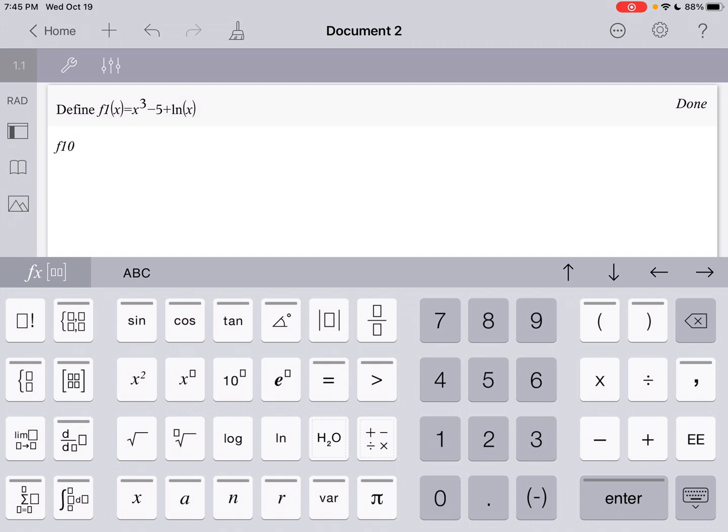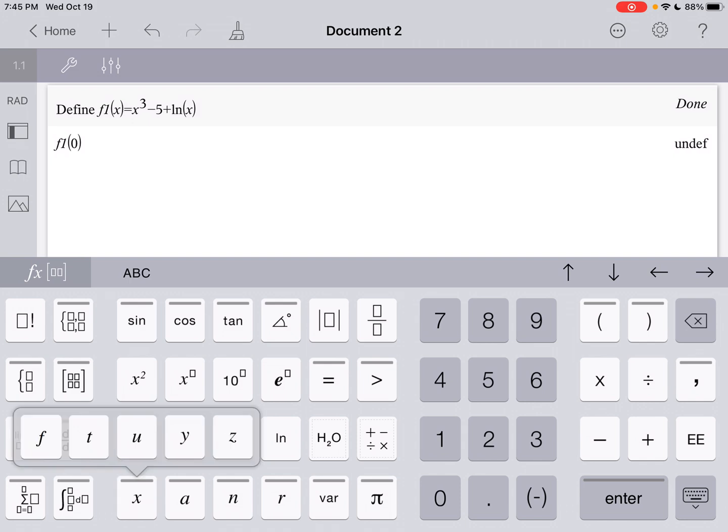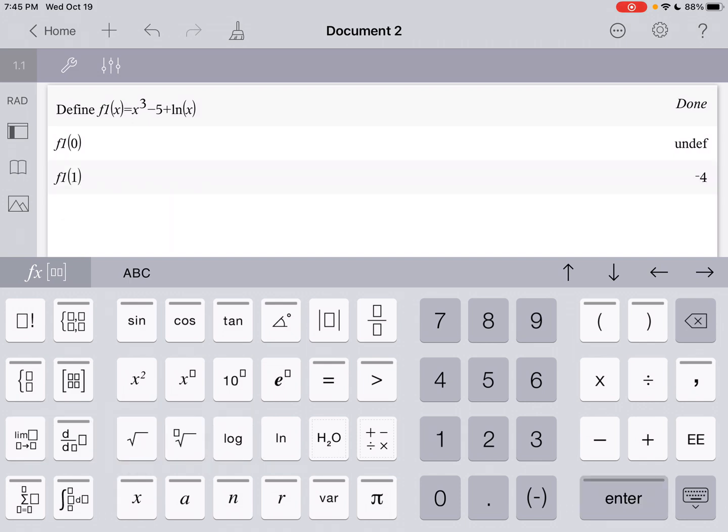Just to show myself that I wasn't crazy here, f1 of 0 we thought should be undefined, and let's make sure that it is. Good. And we already came up with f1 of 1. I believe we got that to equal negative 4. Okay, we're in good shape. Now here's what we needed the calculator for, guys. We needed f1 of 2. I'm going to do Control Enter and get that number as a decimal. All right, sweet. That one's positive right there.